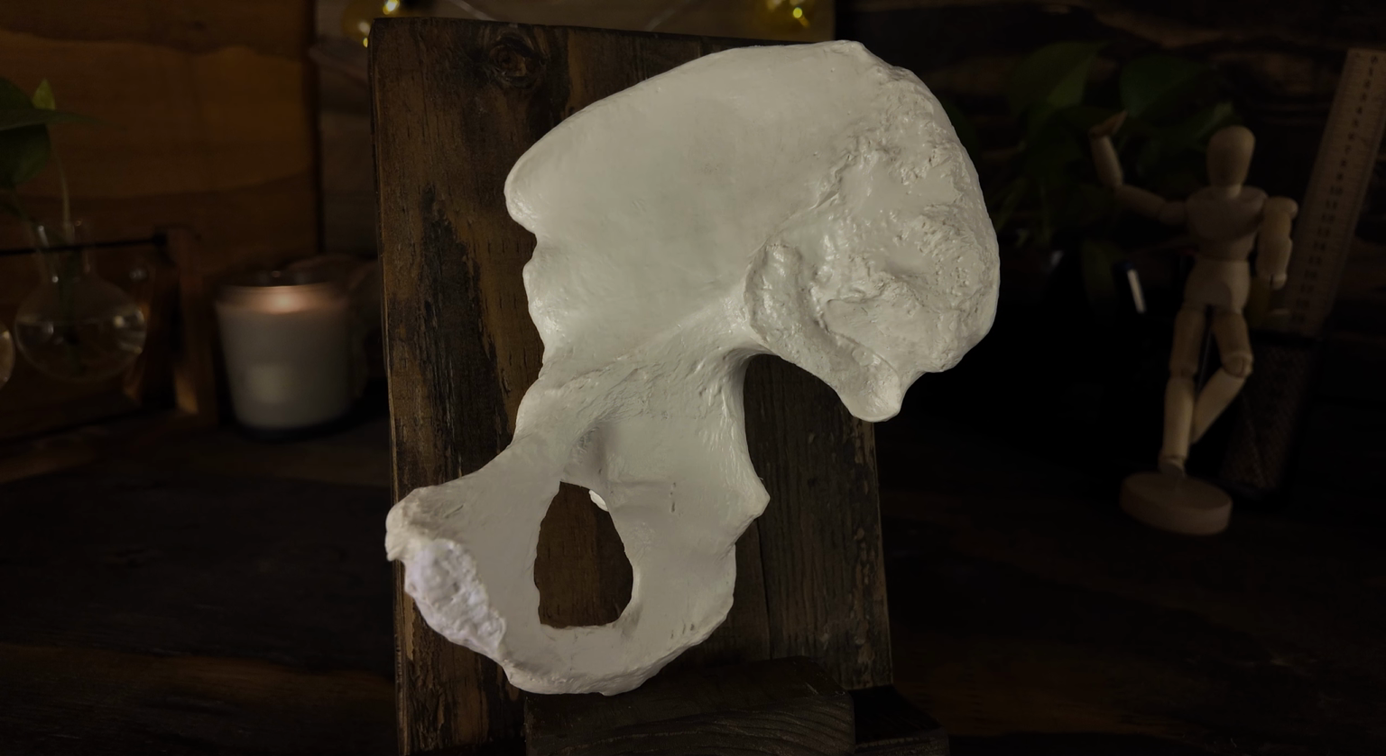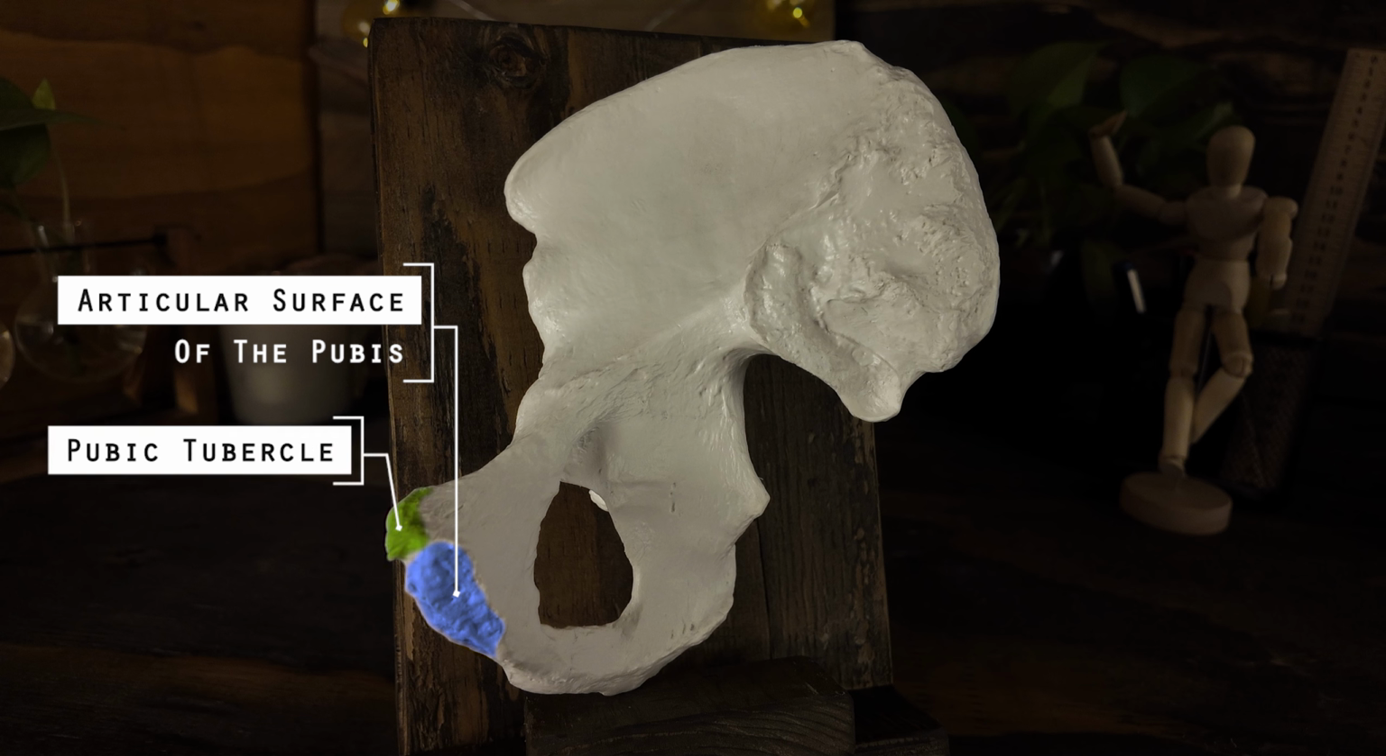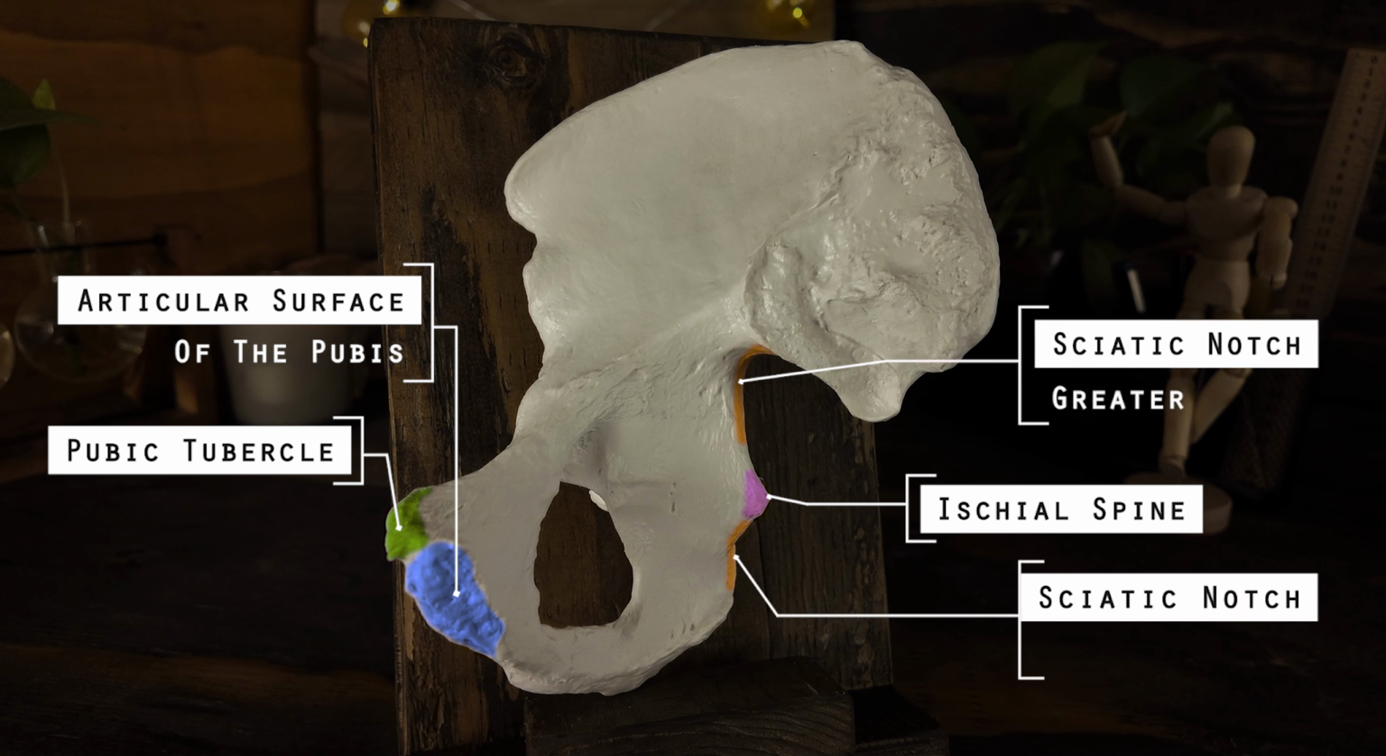Now on the pubic region, we have this surface known as the articular surface of the pubis, which articulates with the pubis of the left coxal bone to form the pubic symphysis joint. Next we have the pubic tubercle, which is this projection here, and at the ischial region we have a projection known as the ischial spine located here. The ischial spine sits in between two notches, this being the greater sciatic notch and this being the lesser sciatic notch. Both notches allow for the passage of nerves and important blood vessels.